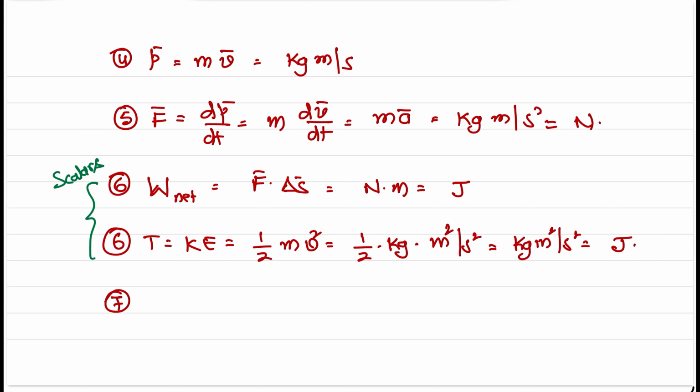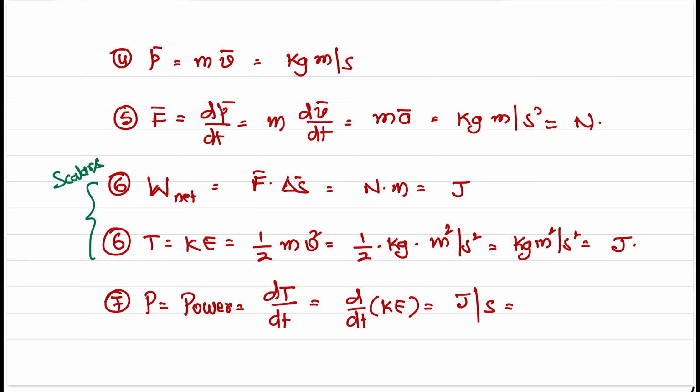Next, power P, rate of change of kinetic energy, that is equal to d by dt of kinetic energy is equal to joules by second, that is equal to watt. These are all SI units. SI units for different parameters of work, energy and power chapter.